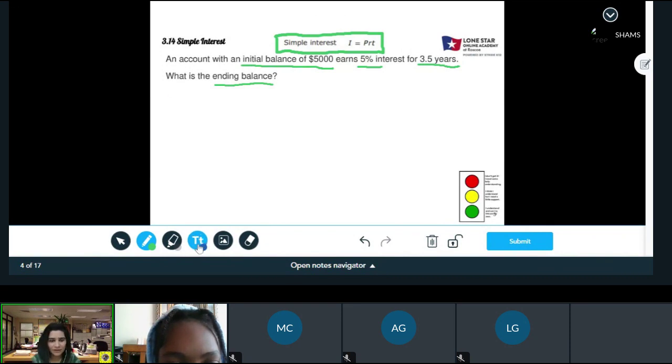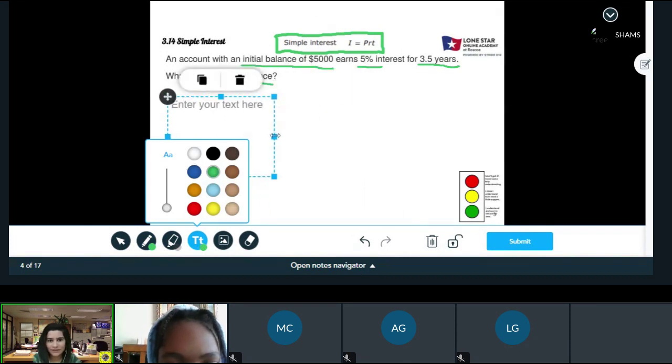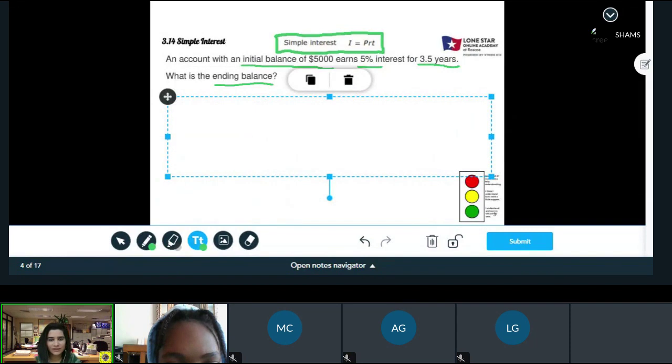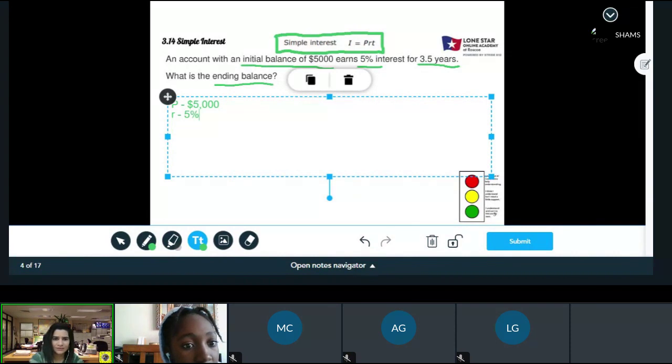In this problem, I will start setting the problem up so that if someone is stuck they can get some guidance. I will use this formula that is given to me for simple interest. I want the principal, that is the initial amount, in this case $5,000. I want my rate. In this question, the rate is 5%, or I can say it is 0.05. Time in this question is 3.5 years.